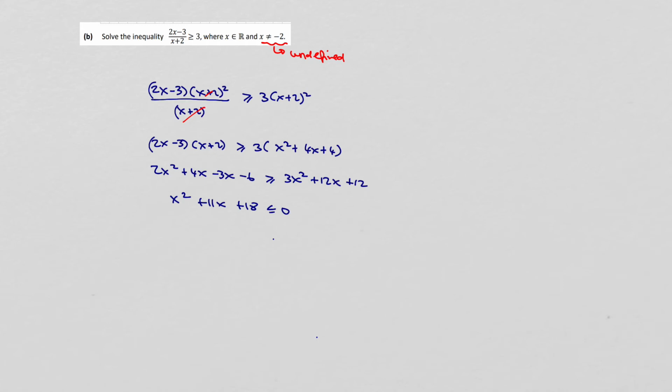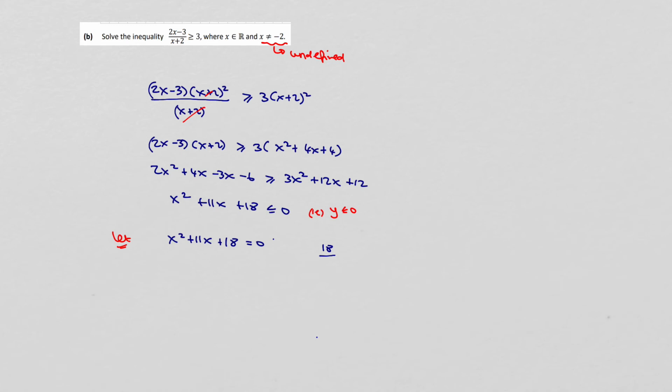So what that basically means is that the whole function is less than or equal to 0. In other words, we're looking for where the y values are below the x-axis, in other words, negative. So to solve for that, we're going to let the quadratic be equal to 0. And we're going to solve by factorising.